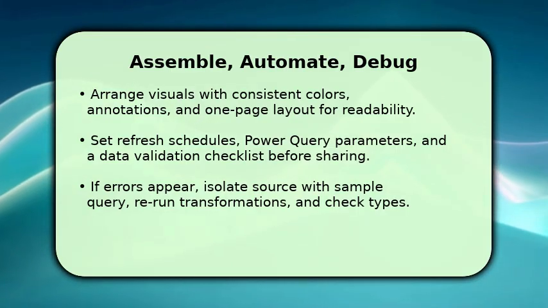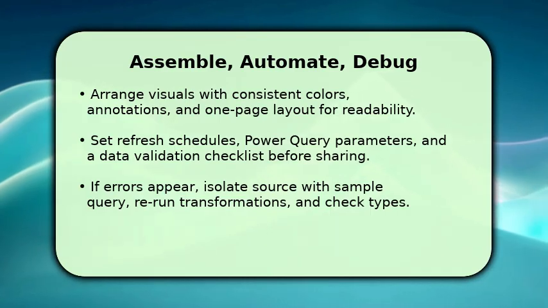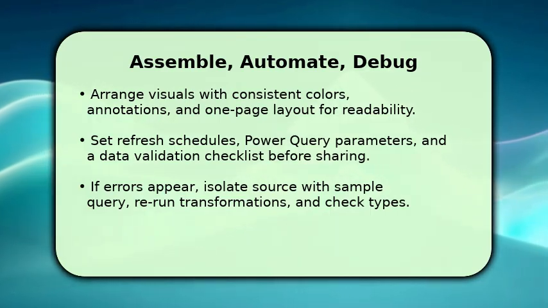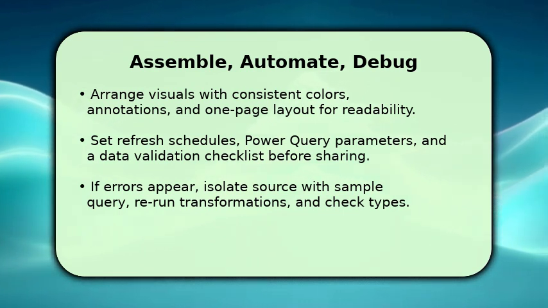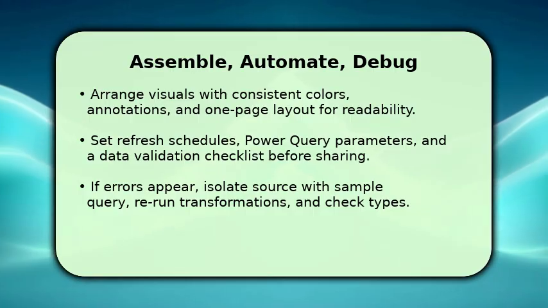If something breaks, first reproduce the error on a small sample. Then rerun the Power Query steps and inspect column types. This single troubleshooting step resolves most refresh and aggregation issues.